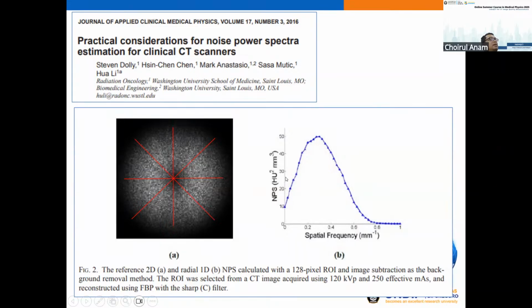This is the example of the 1 dimension NPS, and we can see here the y-axis is the NPS, noise power spectrum. The unit is Hounsfield unit square, millimeter square, and the x-axis is the spatial frequency. And we can see here the maximum frequency. And we can also measure the mean frequency, the average frequency.